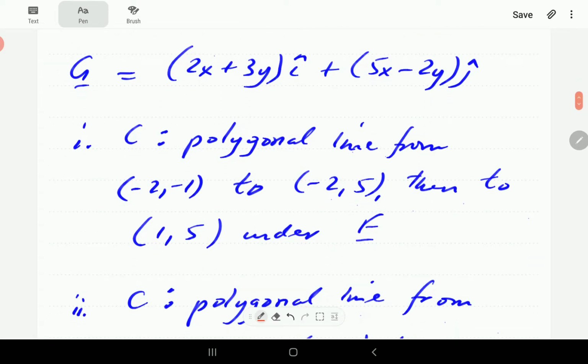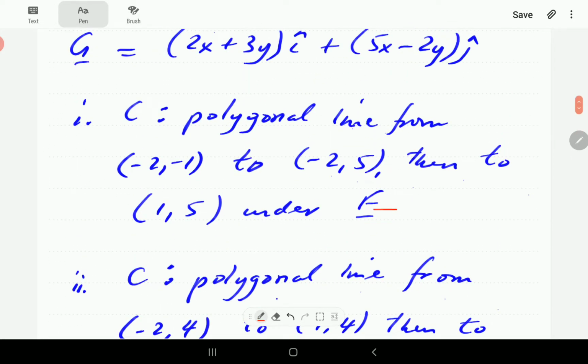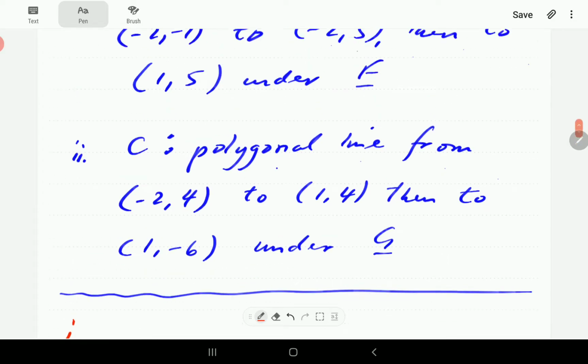In part one, we are going to find the work done in moving an object from -2, -1 to -2, 5, then to 1, 5 along a polygonal line. So from this point to this point, straight line, this point to that point, straight line, and then under the force F. Then something similar in part two, given a different polygonal line, this time under the influence of the vector field G. So let's start with the first one.